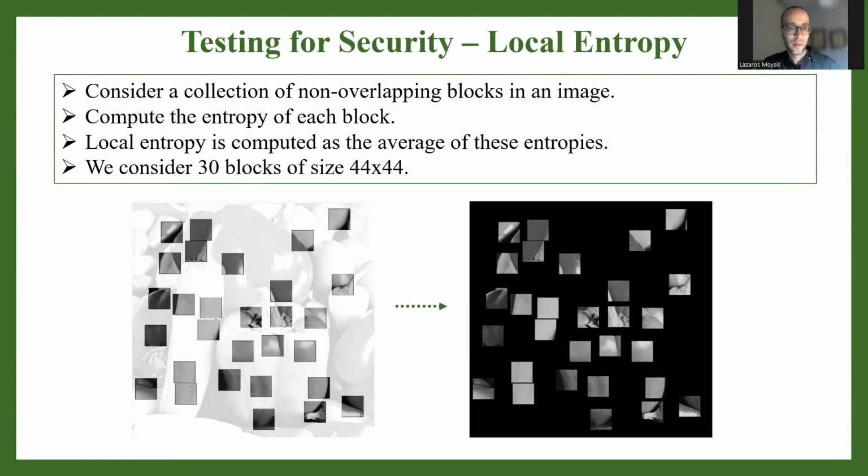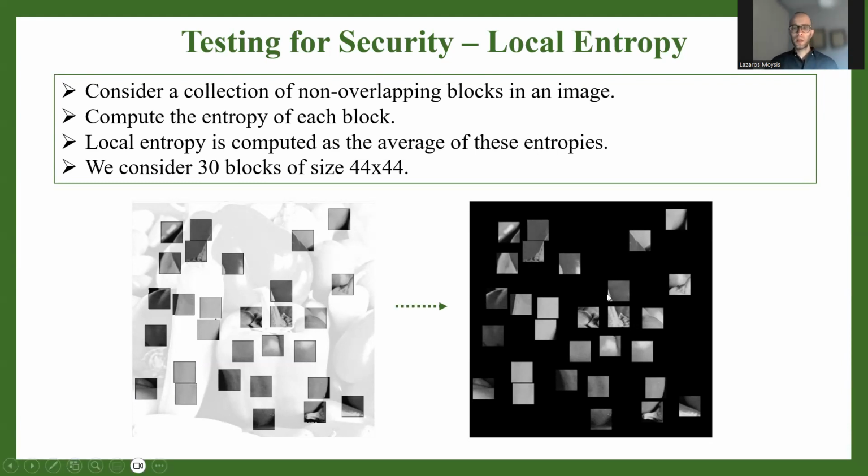As you see right here, I have a collection of different sub-blocks from the image, and none of them are overlapping. And what we do for local entropy is take all of these sub-blocks, compute the entropy of each block, and then take the average of all these entropies. So here, for example, I take 30 blocks, and each of these is of size 44 by 44 pixels. So overall, there are 44 squared pixels in each sub-block. You can take other values, but this is very common in the literature, and this is why I take it as well. So these are the non-overlapping blocks right here.